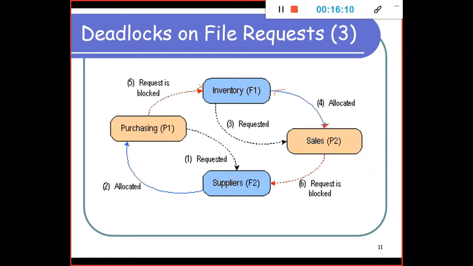And P2 tries to access the supplier F2, tries to request, but it's blocked here. Both are blocked because at the moment supplier F2 is serving purchasing P1. Okay, I hope that you get the idea of the deadlock on the file request.